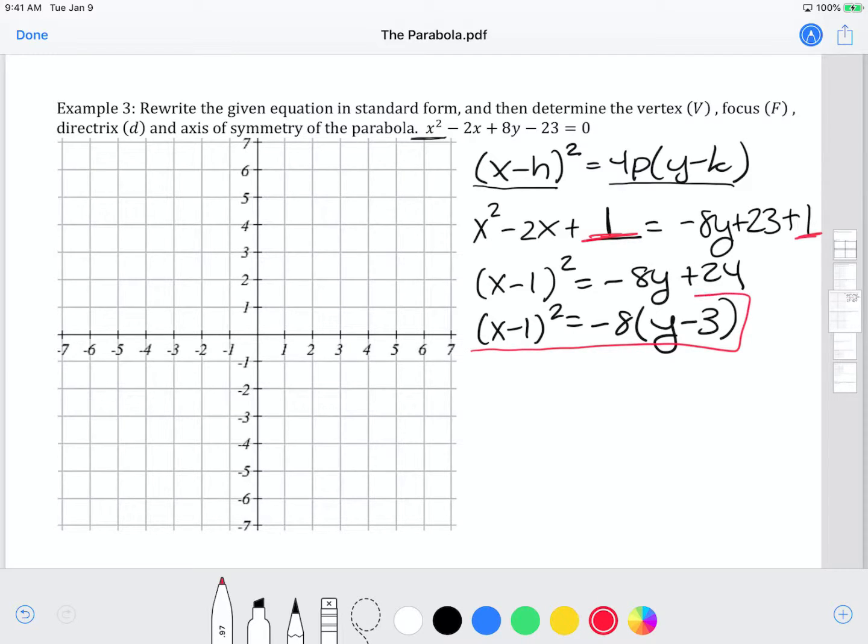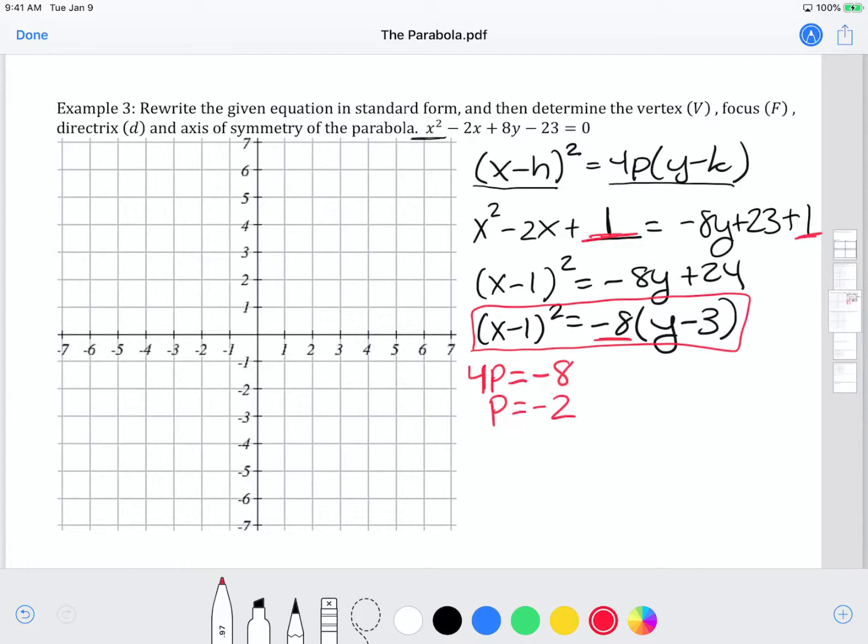Here's our standard form. So now we can identify what our value of p is. 4p is equal to what's in front of my parentheses. So that's going to be negative 8. So p is going to be negative 2. The fact that p is negative is going to tell me that this opens down.